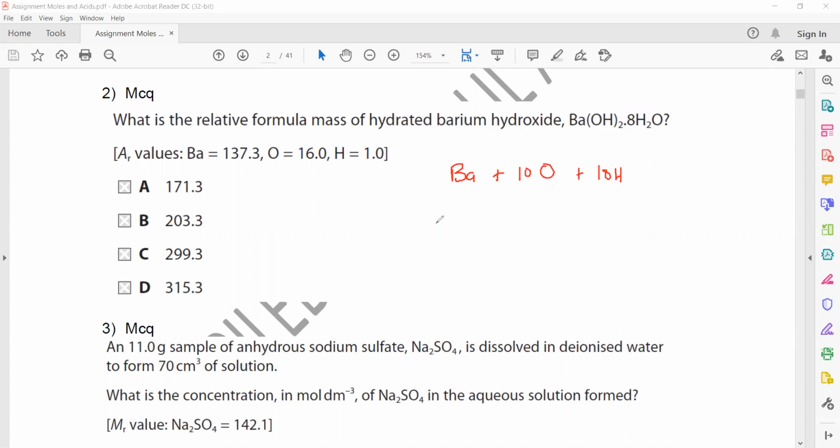So the mass is the barium, 137.3, plus 10 times the mass of oxygen, which is 16, plus 18 times the mass of hydrogen, which is 1. So when we multiply and take the sum, it will come out as 315. So D is the right answer.